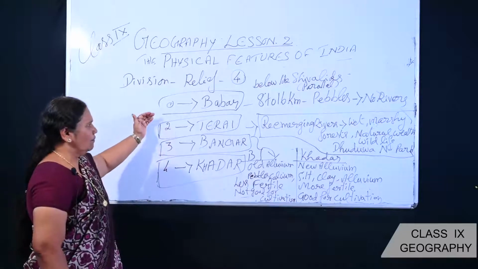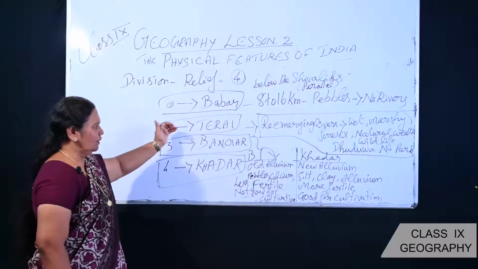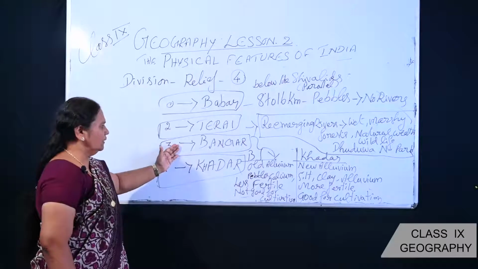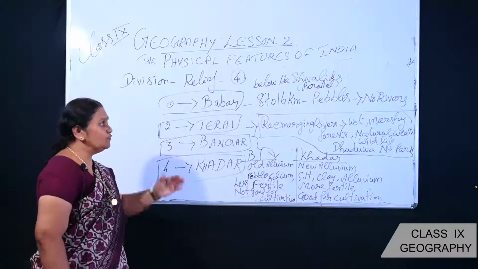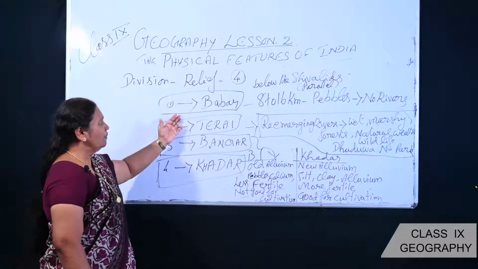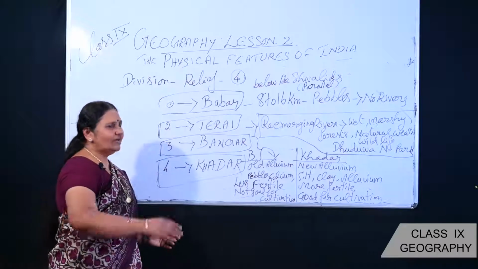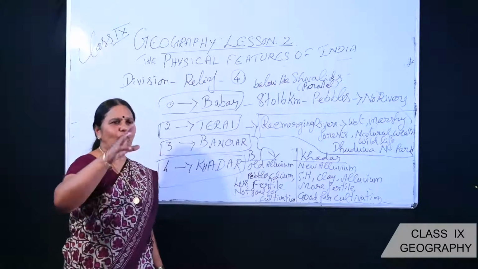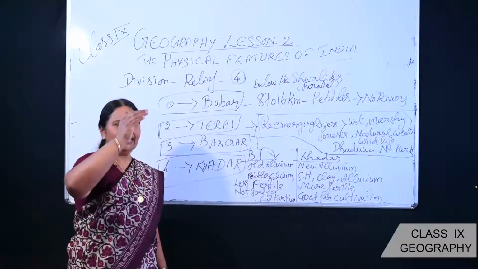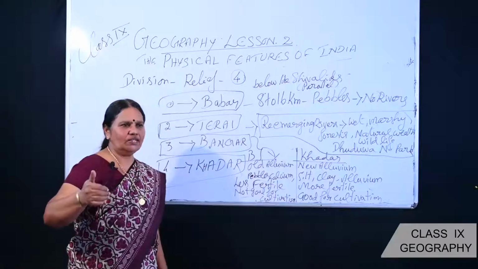What are they? Number 1, Babar region. Number 2, Terai. Number 3, Bangar. And number 4, Khadar. These four. What do you mean by Babar? Actually, we already discussed three important mountain ranges: the Great Himalayas, Lesser and then Outer Himalayas.